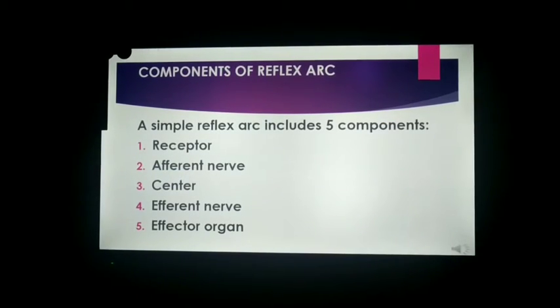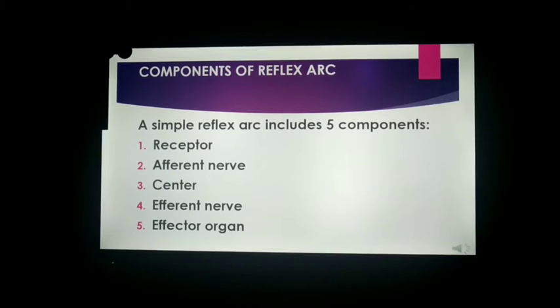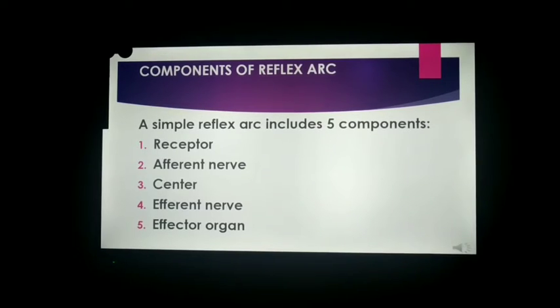This shows the components of the reflex arc. A simple reflex arc includes 5 components, which we have already studied in the last slides. The first one is the receptor, then the afferent nerve, then the center, the efferent nerve, and the effector organ.